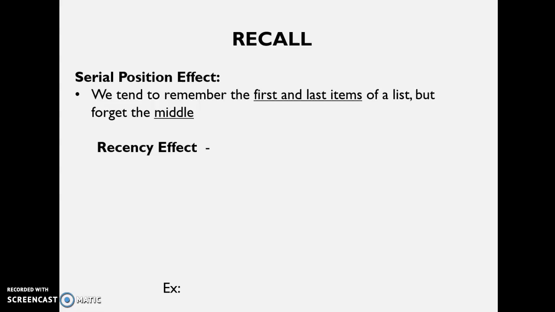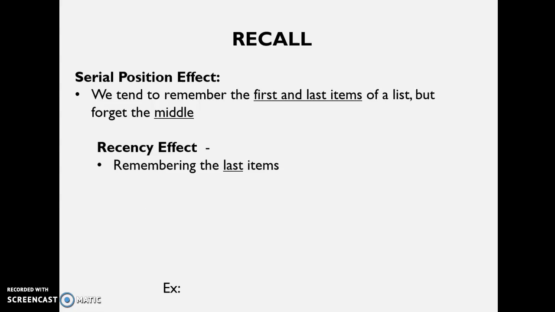So research has found that when we're given too much information, what we tend to do is drop some of it. And so when we're looking at the serial position effect, what we found is we remember the first items that were said, we remember the last items that were said, but what we forget is the middle part. All right, so that's the whole serial position effect, remembering the first and the last, but forgetting the middle. So when we're looking at that, let's break it down into two more sections.